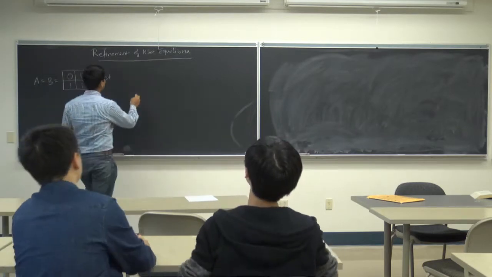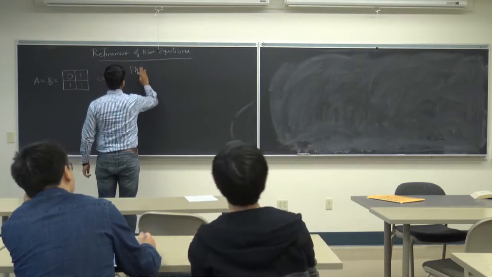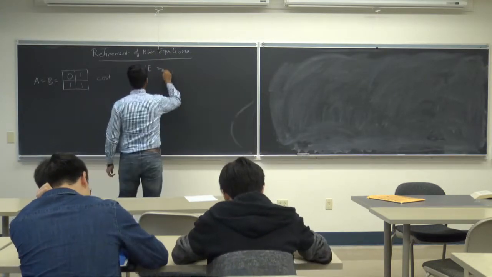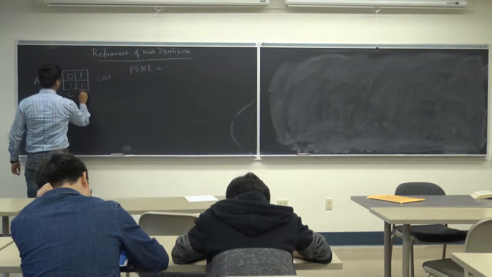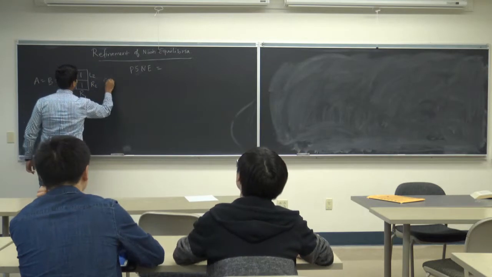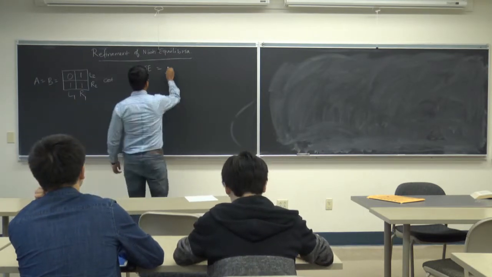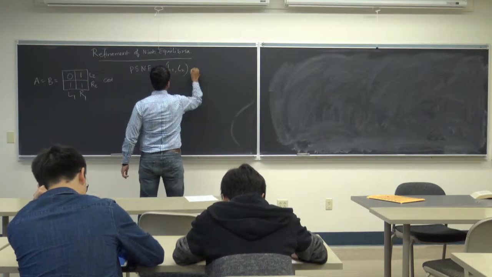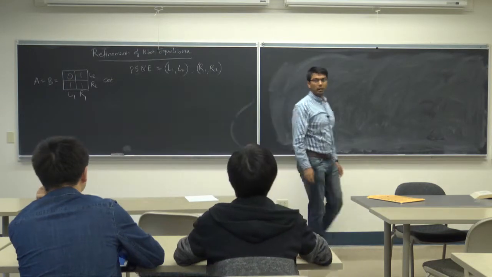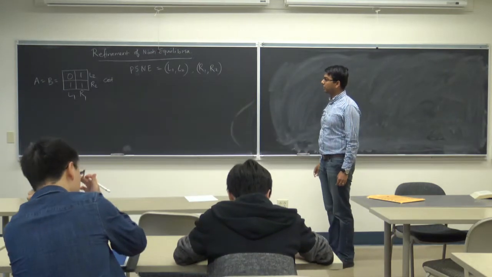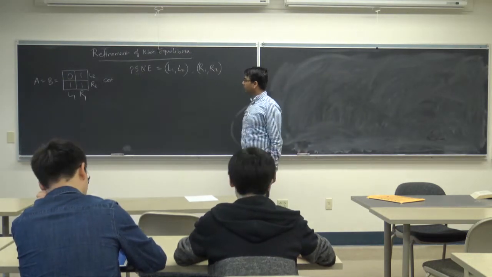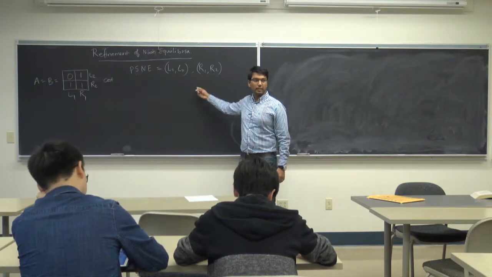So there are two pure strategy Nash equilibria, PSNE, in this game. What are they? L1, R1, and L2, R2, these are cost matrices. So L1, L2 and R1, R2. These are the two pure strategy Nash equilibria in this particular game. So can everyone see why that's the case?